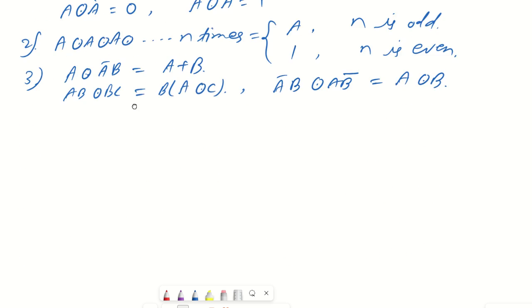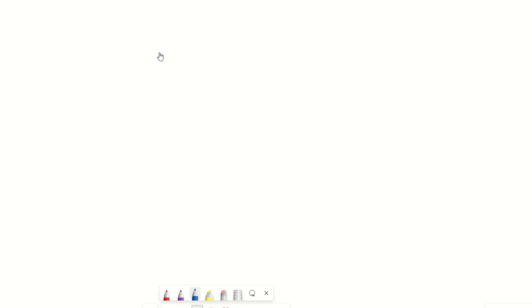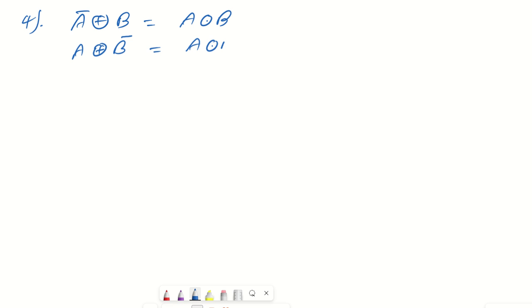Now if we talk about more properties, the fourth one: A bar XOR B can be A XNOR B. So this is the relation between the XOR gate and the XNOR gate. Similarly, A XOR B bar is still my A XNOR B, understood? So either you do A bar XOR B or A XOR B bar, both will give you A XNOR B.